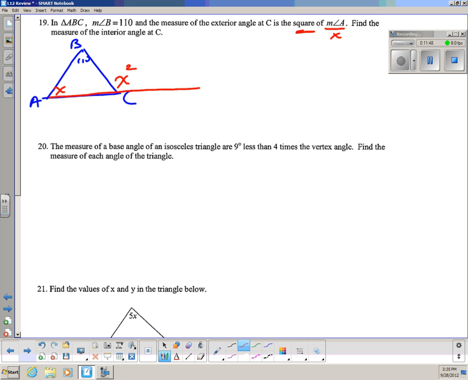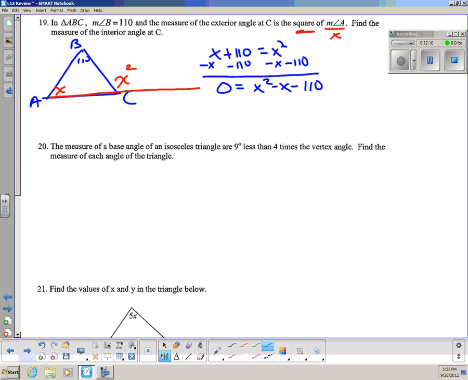So I will set up an equation. The two remote interior angles, the x and the 110, have to add up to x squared. And again, we'll move all the terms that are not quadratic over to the quadratic side. So we get 0 equals x squared minus x minus 110.